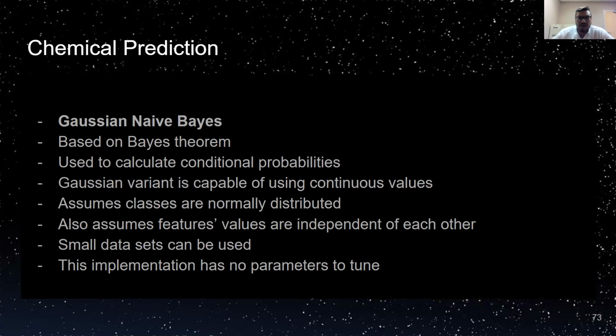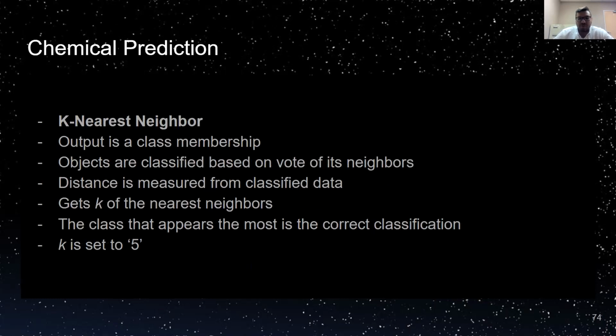So to begin discussing Gaussian naive Bayes, it is based on the Bayes theorem used to calculate conditional probabilities. This Gaussian variant is capable of using continuous values, and it assumes these classes are all normally distributed. Specifically, the Gaussian naive Bayes also assumes that these feature values are independent of each other, assuming that from each reading to the next would be completely independent. Despite this, Gaussian naive Bayes still seems to have relatively good success when dealing with problems like this. It is also useful for small data sets, but this implementation here has no parameters to tune.